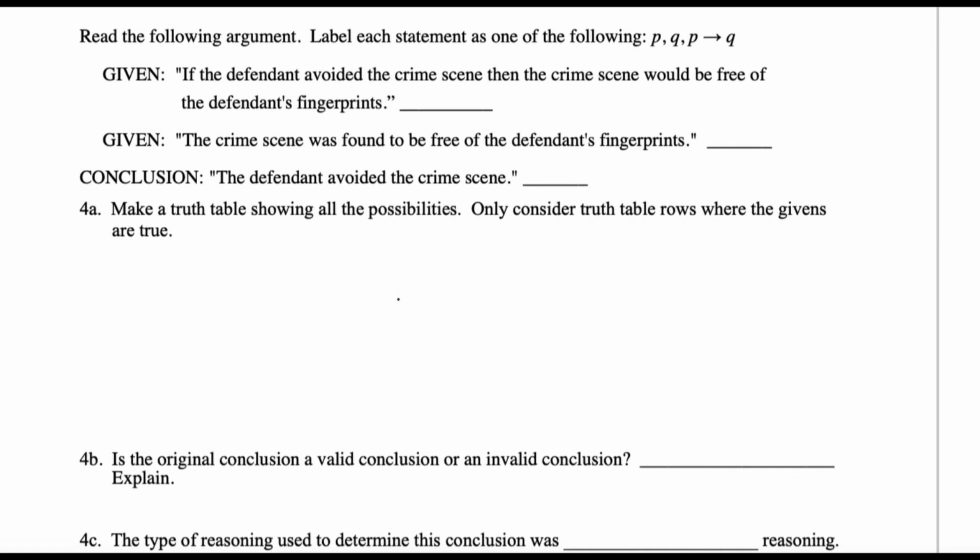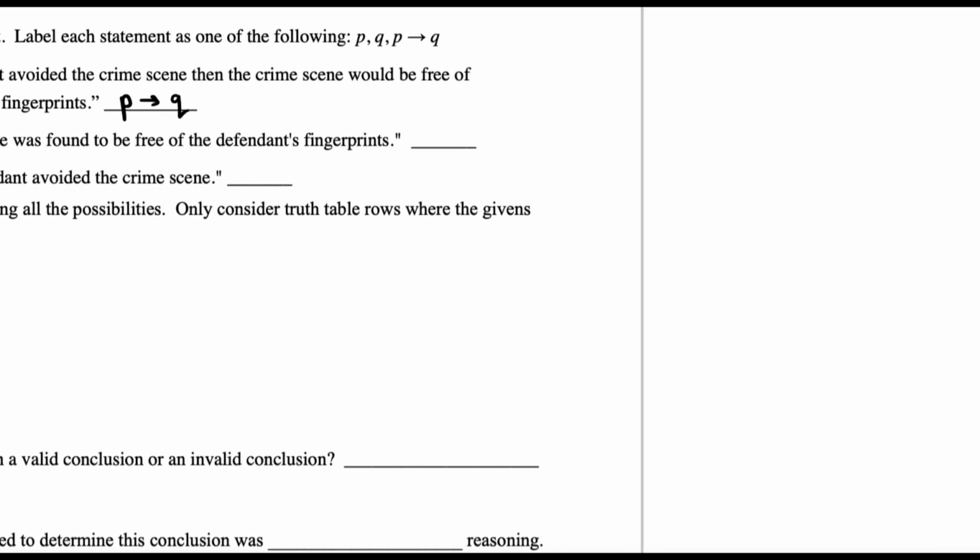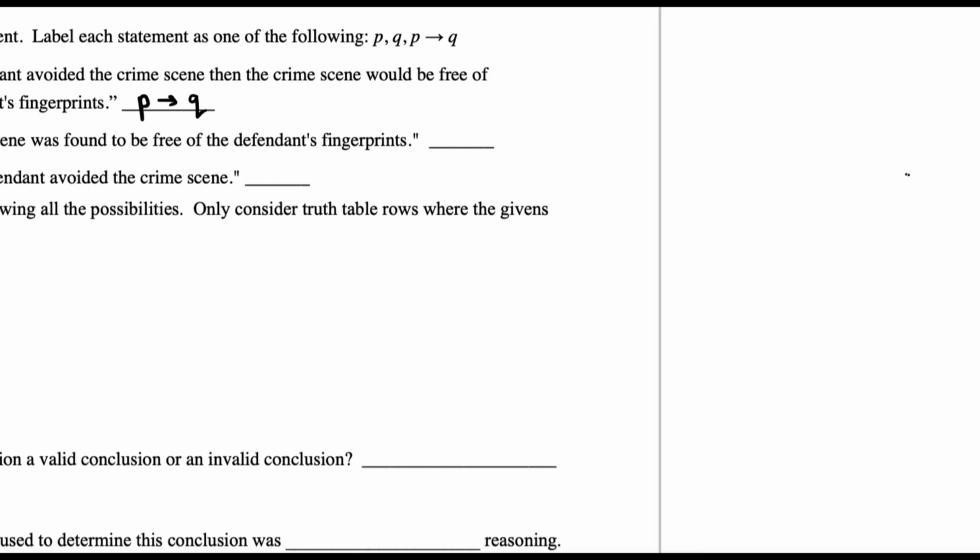The next one is about a crime case. And it goes like this. If the defendant avoided the crime scene, then the crime scene would be free of the defendant's fingerprints. That's an if-then statement, which I believe most juries would accept as a possible explanation for why fingerprints of a defendant were never found. See, on the side, we could do a little arrow diagram here.